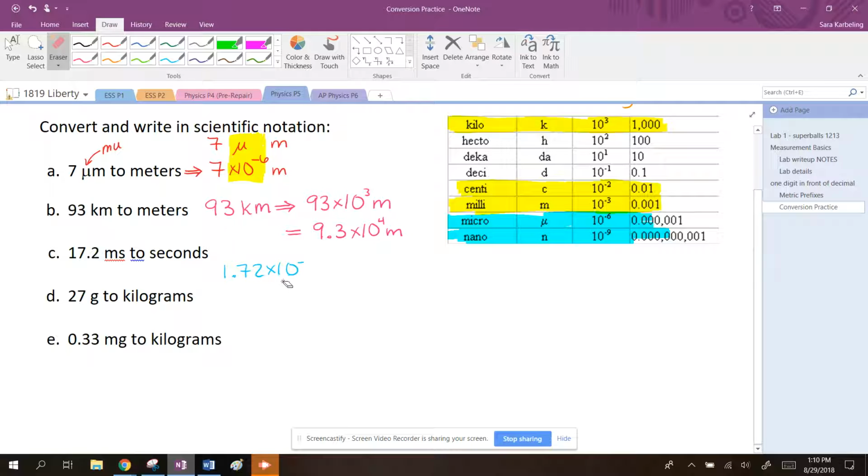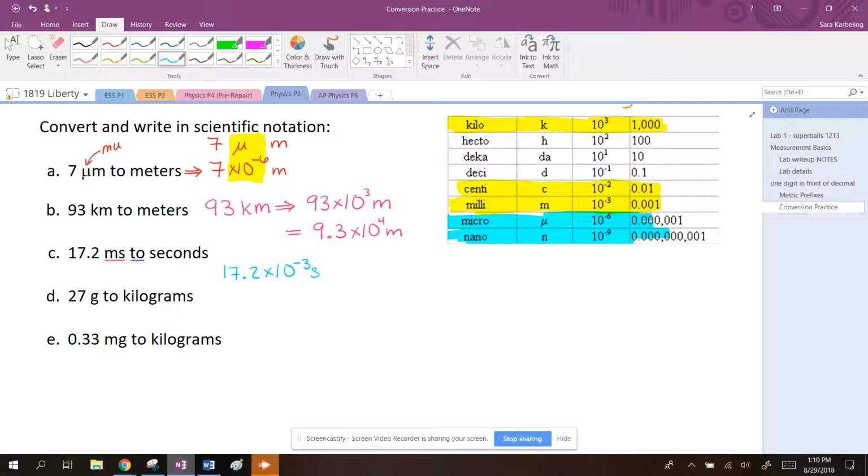How do we do? Here, I'm going to take this one step at a time, just to not freak people out. 17.2 times 10 to the negative third. Or, no, hold on, just a second. Let's take it a step at a time. 17.2 times 10 to the negative third seconds. Is that okay so far? So far, so good. Okay.